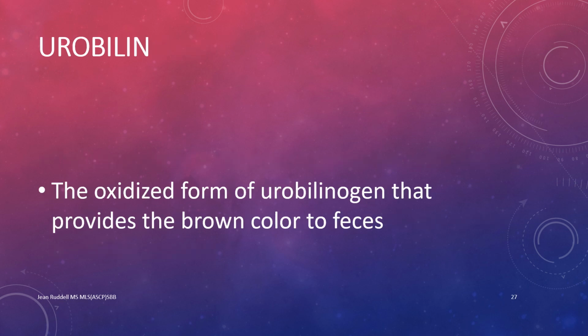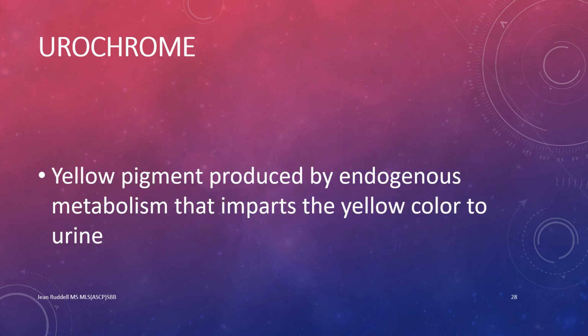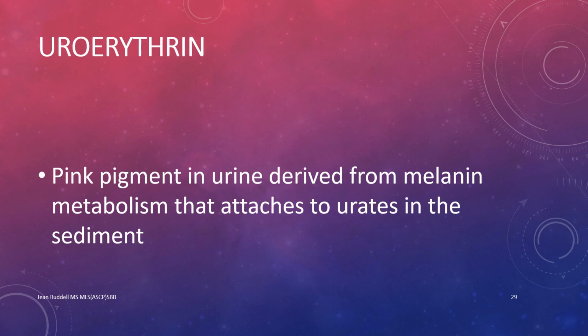Urobilin, the oxidized form of urobilinogen that provides the brown color of feces. Urochrome, the yellow pigment produced by endogenous metabolism that imparts the yellow color to urine. Uroerythrin, pink pigment in urine derived from melanin metabolism that attaches to urates in the sediment.